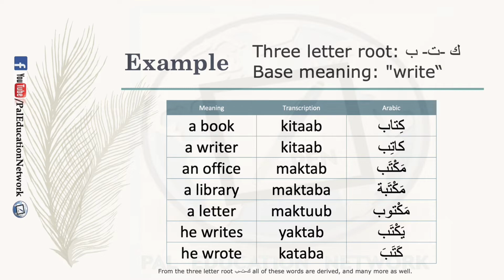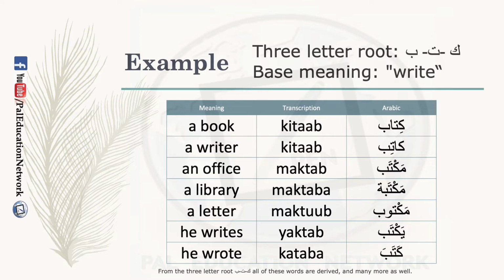So I have the word kitab. What is a kitab? A book. I have the word maktab. What is that? A library, a place where books are read, okay? And I have a word like maktub, that is like a letter.